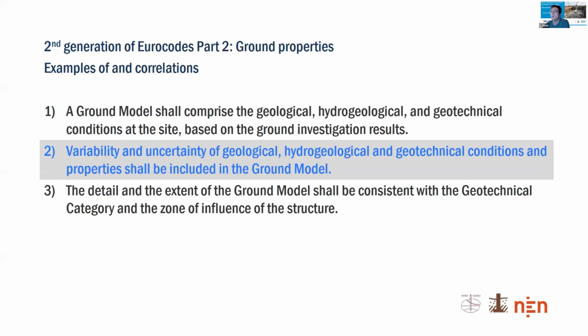The ground model shall comprise the geological, hydrogeological, and geotechnical conditions at the site based on the ground investigation results. Variability and uncertainty of geological, hydrogeological, and geotechnical properties shall be included in the ground model. I marked this a bit blue because this is not very simple. I'll come back to this later. The detail and the extent of the ground model shall be consistent with the geotechnical category and the zone of influence of the structure.